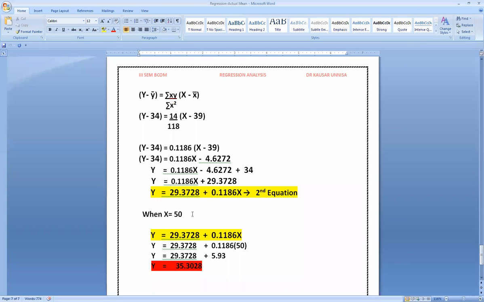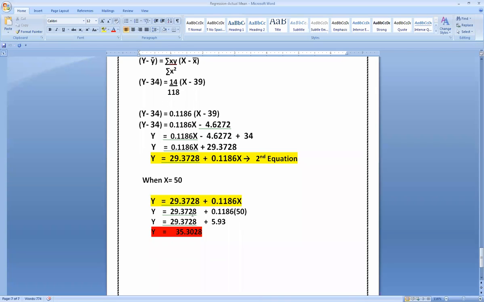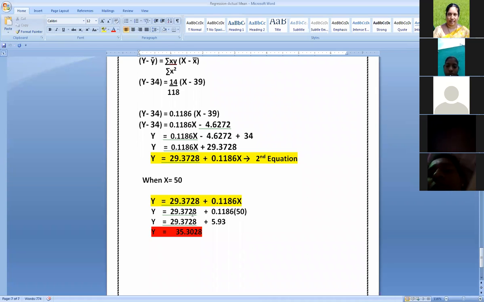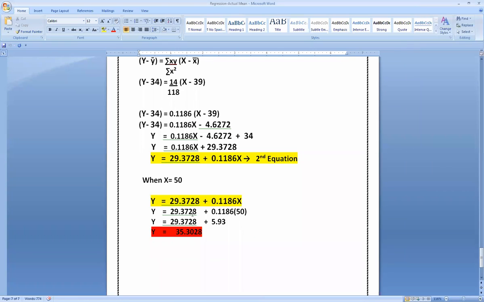In the question itself, they asked to predict the value of y when the x value is 50. So to calculate the value of y, we need to use the second equation, giving the x value. If they give the y value and ask to calculate x, we need to substitute in the first equation. By seeing the equation only, you can decide where to substitute the values.